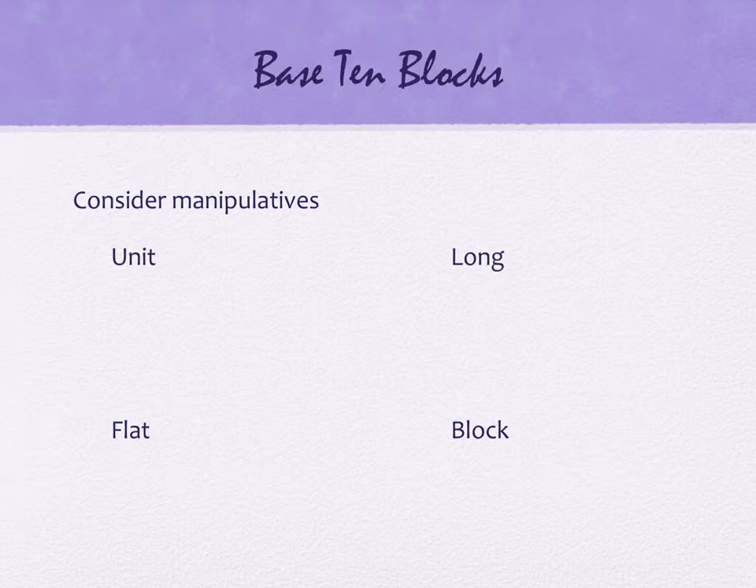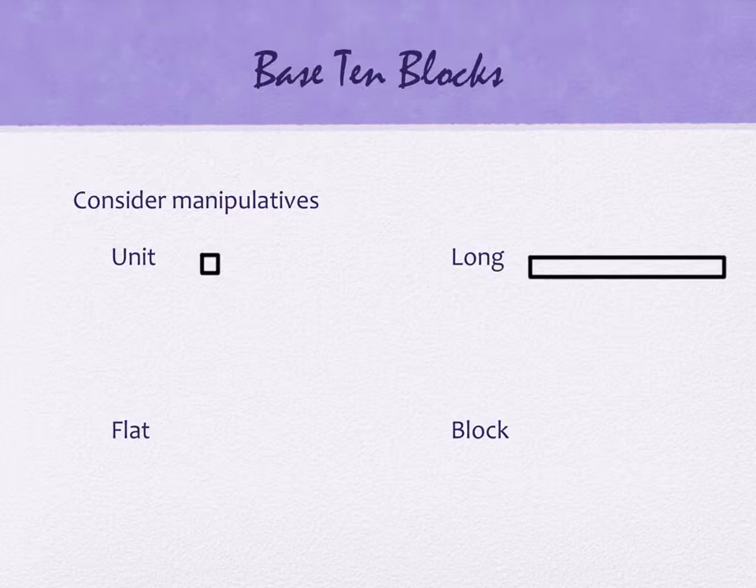So base 10 blocks, we have four different values we're going to use. The first one is the units value. It looks like a little bitty square. It's a little bitty cube, actually. When I bring it here, you'll see it's a cube. A long looks like a long one of those. What it really is, if I'm in base 10, is 10 of them stuck together, like Legos. If I had one little Lego as the units place, then I have 10 Legos, that's a long. Okay?